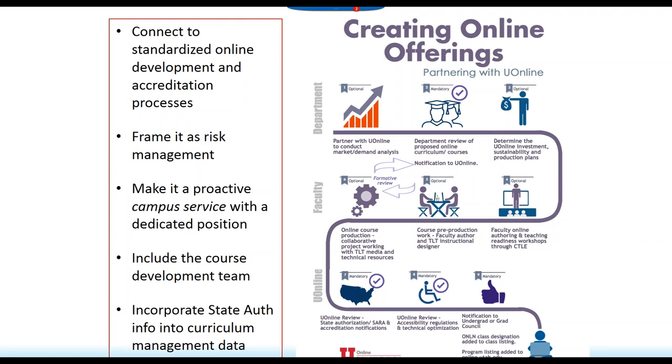So the first tip is know your standardized process, publish it, come up with one process and share it with everybody. Second is really taking state authorization from the realms of mystery and simply presenting it to all stakeholders as this is risk management for the institution.